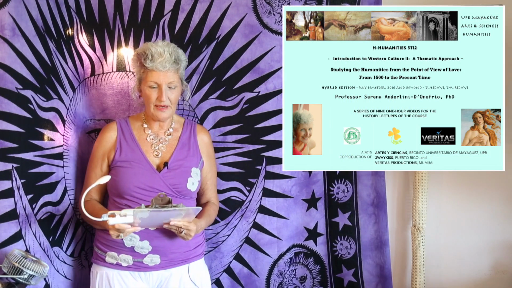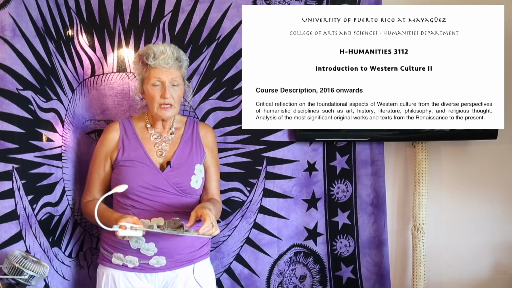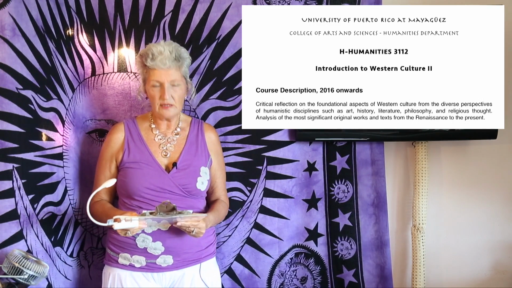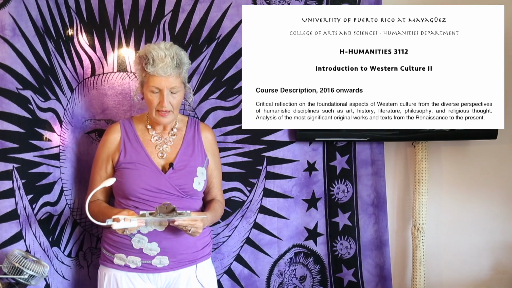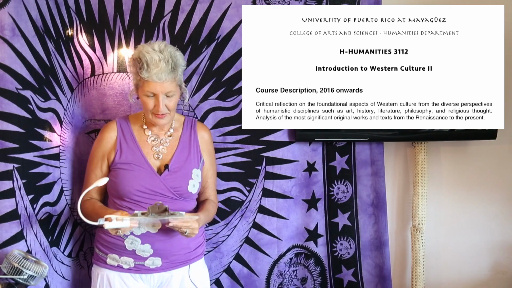So we begin with this introduction to the course, Humanities 3112. This course is a one-semester course in the sequence that includes Humanities 3111 and 3112. The course is also known as Introduction to Western Culture, and this, of course, would be part 2. We begin this introduction with looking at the intent of the course within our institution, within the programs offered by our institution, UPR Mayagüez. And basically, we base this introduction to the intent on what the catalog tells us.